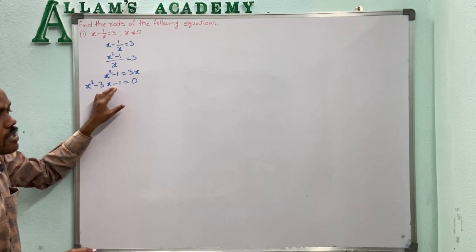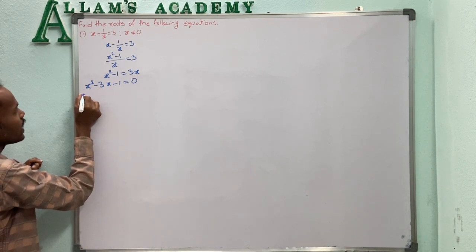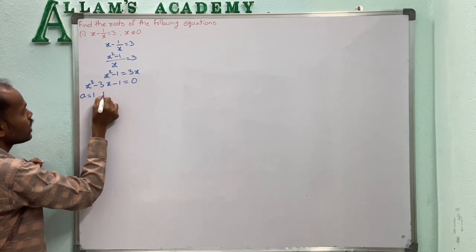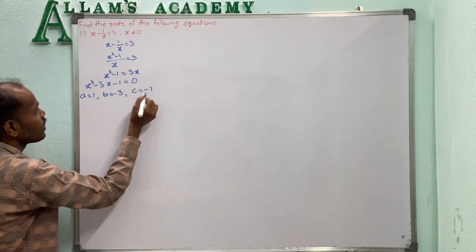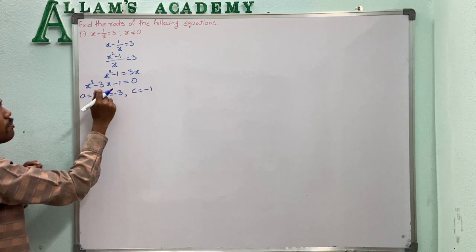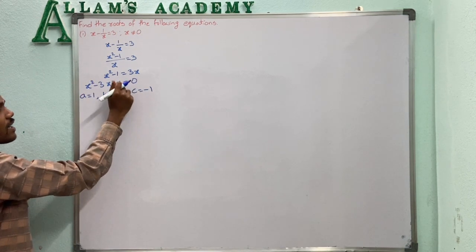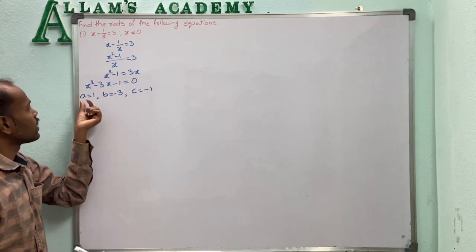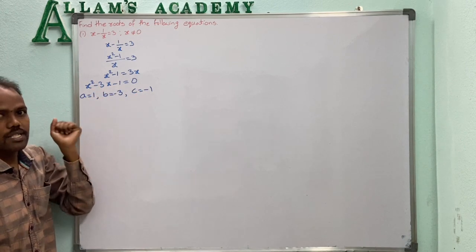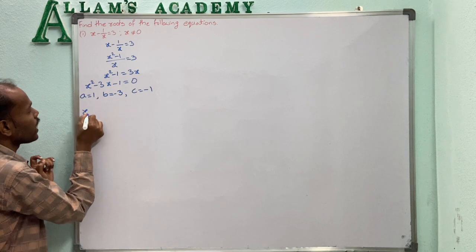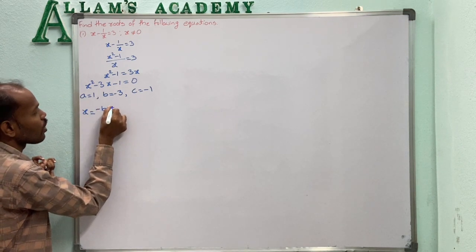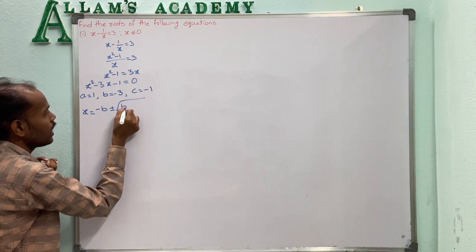Now here we compare this equation x square minus 3x minus 1 equal to 0 with the quadratic equation ax square plus bx plus c equal to 0. Here a is nothing but 1 and b is nothing but minus 3 and c is nothing but minus 1. So a means x square coefficient, b means x coefficient and c is the constant term, that are 1, minus 3, minus 1. Now we apply the quadratic formula x equal to minus b plus or minus under root b square minus 4ac by 2a.